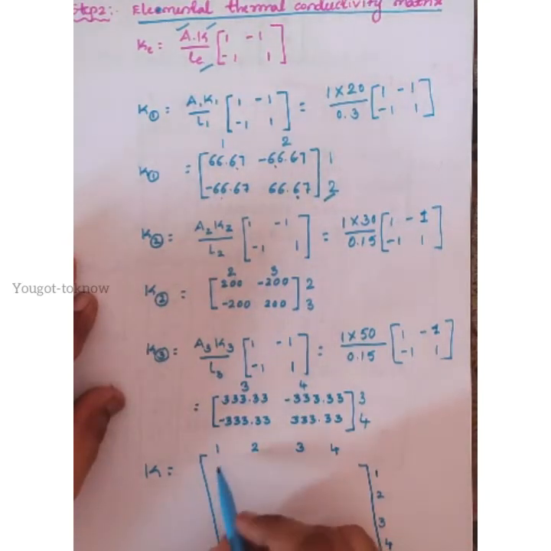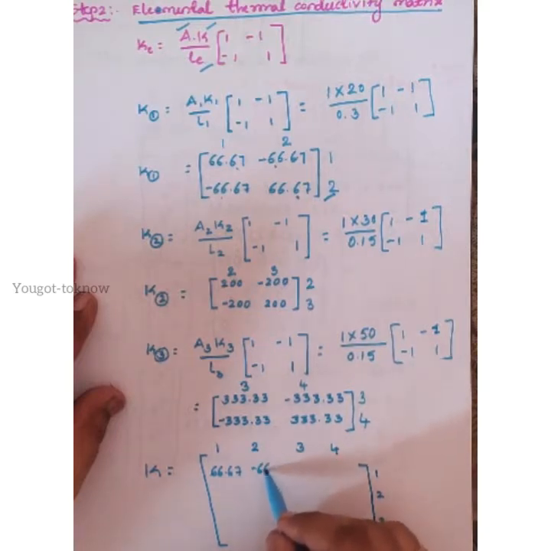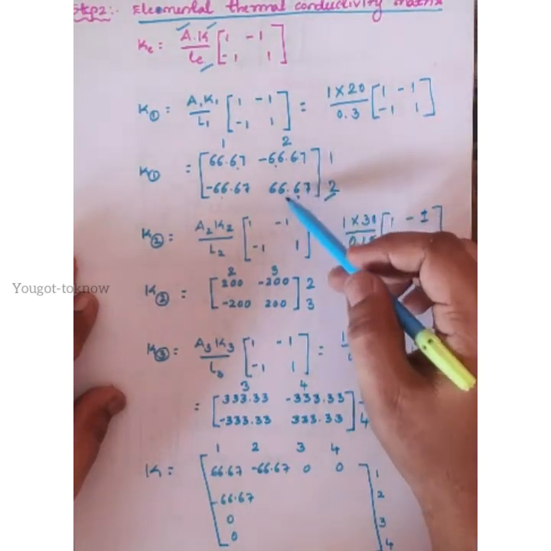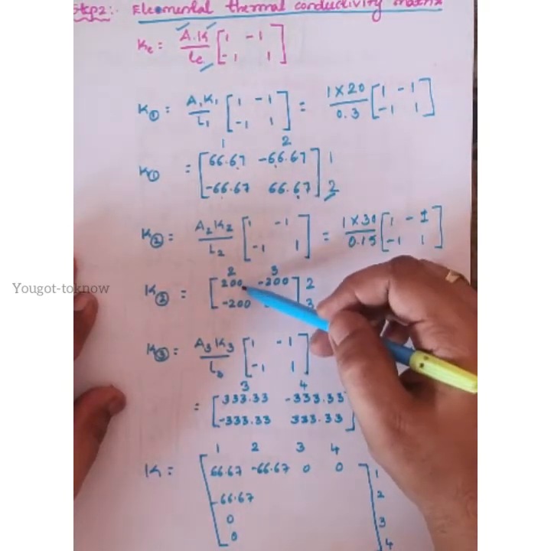First row, you know how to do it, you have done it in your stiffness matrix: 66.67, minus 66.67, 0, 0. Now come to the second row. The second row's first entry should equal the first row's second, minus 66.67. Then this is 0, this is 0. A22, just check it. Here it is 66.67, and here 200 is there.